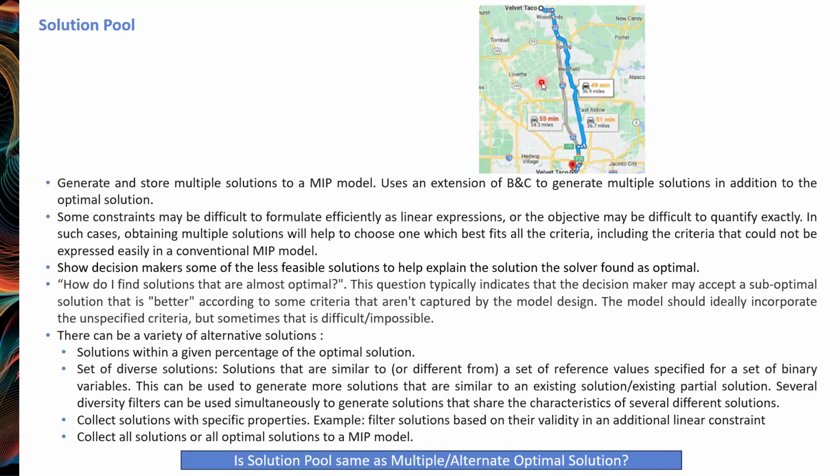The third option is to collect solutions with specific properties, for example, filtering solutions based on their validity in an additional linear constraint. The fourth option could be collecting all possible solutions to a MIP model which are within a certain threshold. So now the question that I have for you: all of you would remember multiple optimal solutions or alternate optimal solutions from earlier. So is the solution pool the same as that, or is it different?